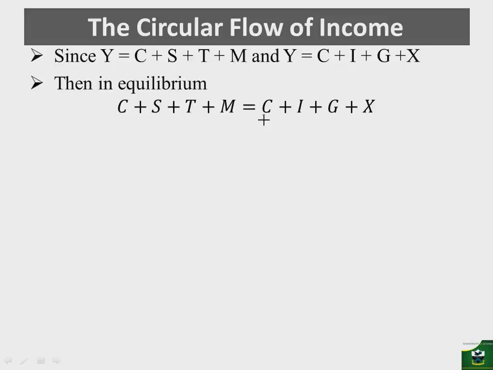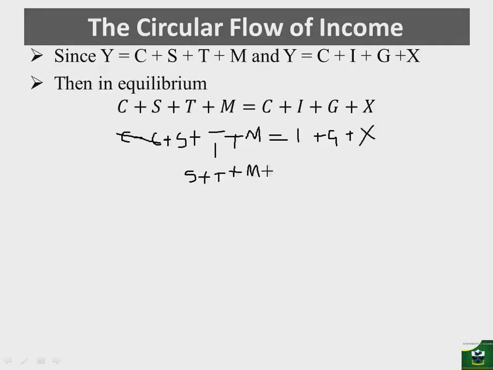Now, keeping that simple, you will notice that because you have consumption here and consumption here, if you take consumption to the other side, you will have consumption minus consumption plus savings plus taxes plus imports, equal to investment plus government expenditure plus exports. Here, consumption and consumption will cancel, so we remain with savings plus taxes plus imports, and this will be equal to investment plus government expenditure plus exports. So we see, therefore, that from this side, we are seeing the leakages from the model.